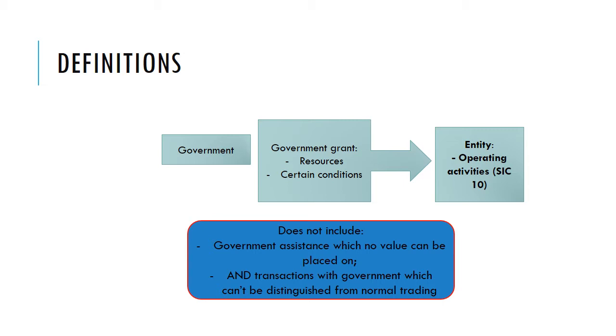Okay, so let's just look at the whole definition again. We have the government that transfers resources with certain conditions attached to them to the entity that must relate to the operating activities of the entity. This is a very important definition for you guys to learn in IAS 20.